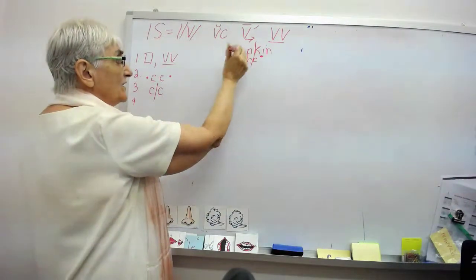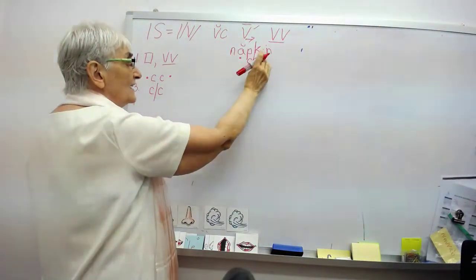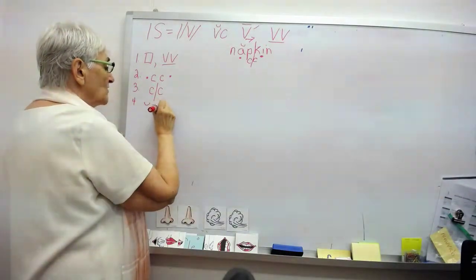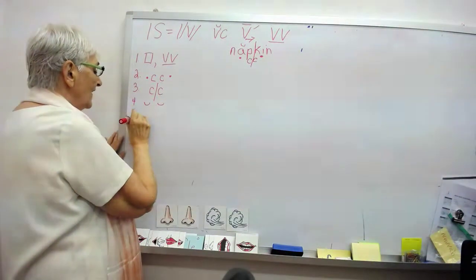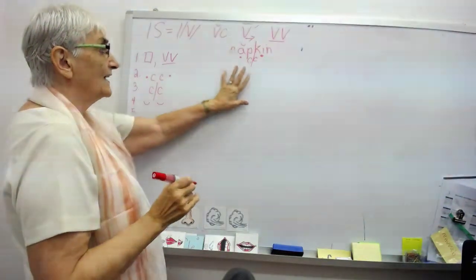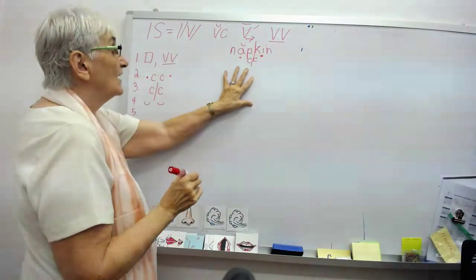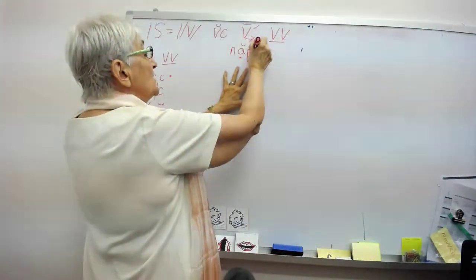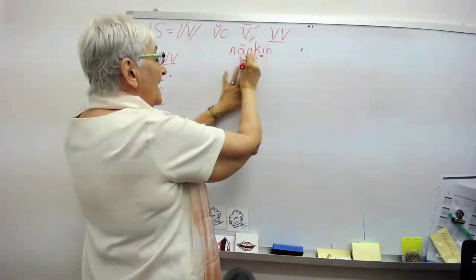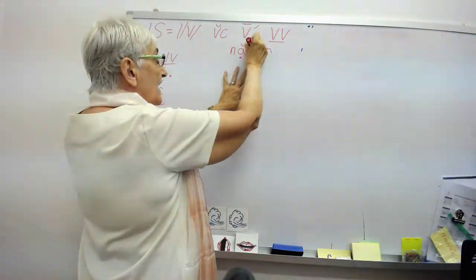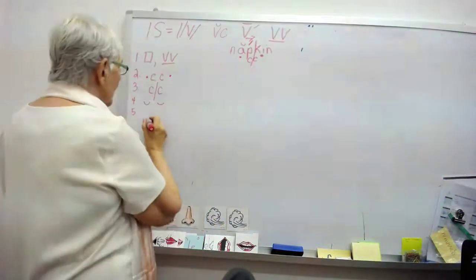So this one has a short vowel sound. This one has a short vowel sound. Okay, so we code the vowels. And the next step is to decide which syllable is stressed. Okay, this word is napkin. Napkin. The stress is on the first syllable.